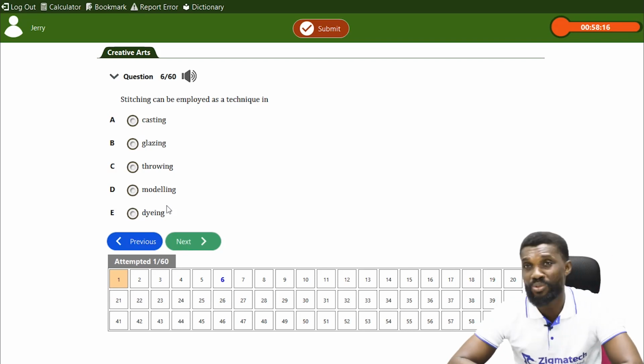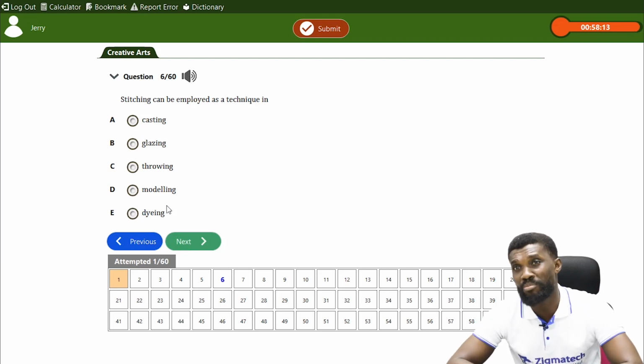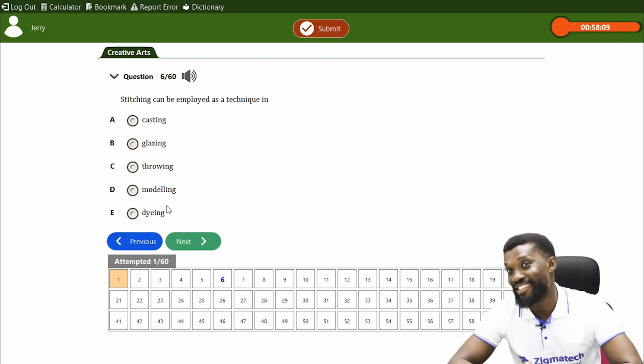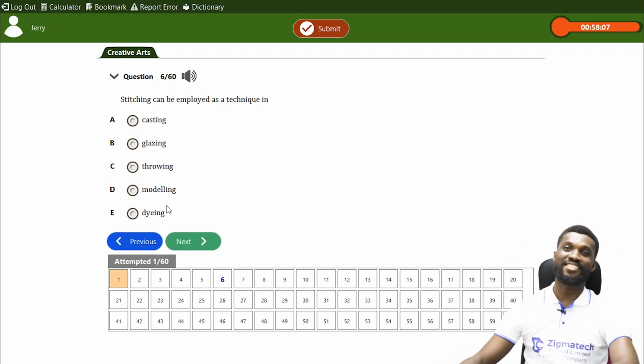Do you know what glazing is? Go and look for it. Throwing. Do you know what throwing is? Modeling. Come on now. Is it dyeing? Somebody is smiling. The answer is dyeing.